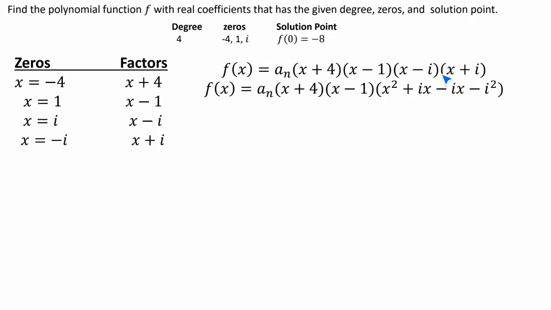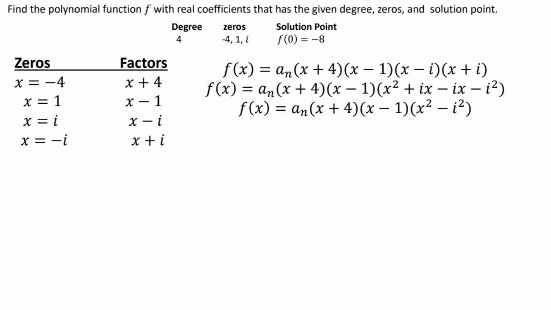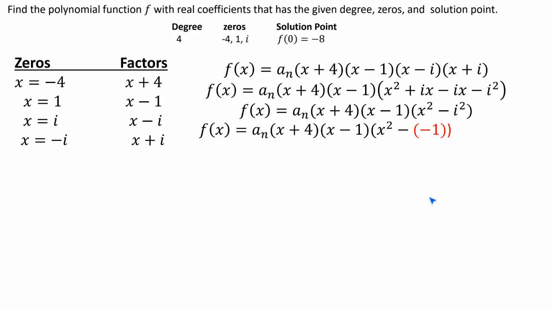So we end up with x times x is x squared. X times i is ix. Negative i times x is negative ix. And negative i times i is negative i squared. My ix's cancel. And so I'm down to x squared minus i squared, but we know that i squared is -1.